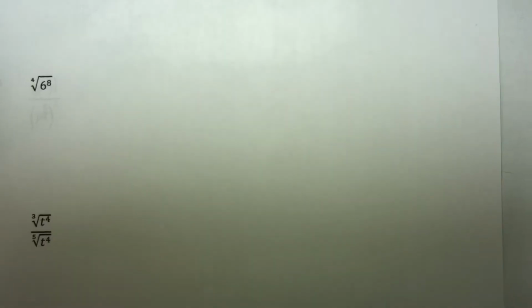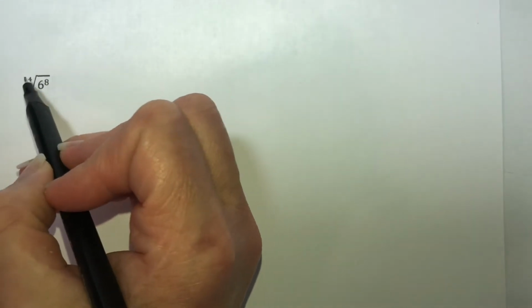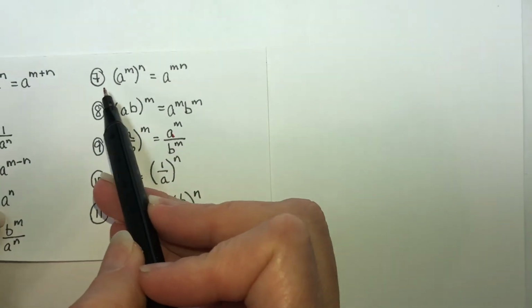This is part 2 of section 8.2. Right now we're going to talk about simplifying the fourth root of 6 to the 8th. Now we learned a method of doing this in the last section, and what we did then is we recognized that we had property number 7 where we could rewrite something as a power raised to a power.